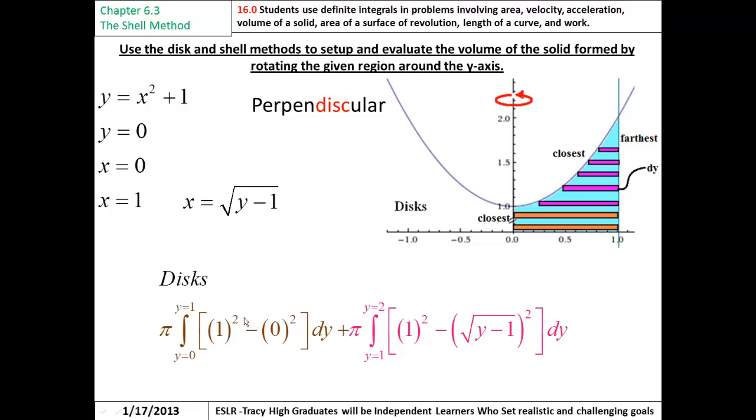Now, this is for disks, and look at that. That's a nightmare, right? Because you have to take this 1 minus 0, which is giving you the volume of this outer cylinder, really. And then you're adding this other portion, which gives you the volume of this parabola-ish thing in terms of the y minus 1 squared, which you can see if you turn your head sideways. And it looks hideous, and it would be even more of a pain to evaluate.